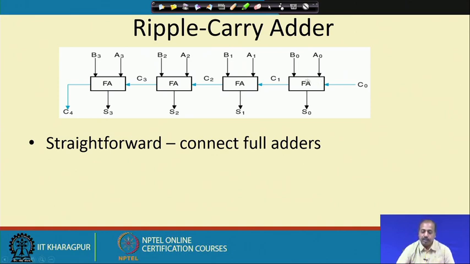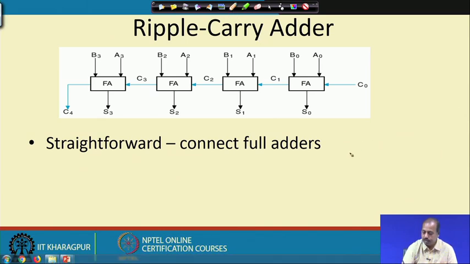Now, if you have to add a number of bits, if the word size of the individual numbers is more, say 4-bit numbers, then what we can do? We can connect these full adders in a cascaded fashion. So, this C0 is the carry in for the first adder. It may be zero if there is no carry for the addition.